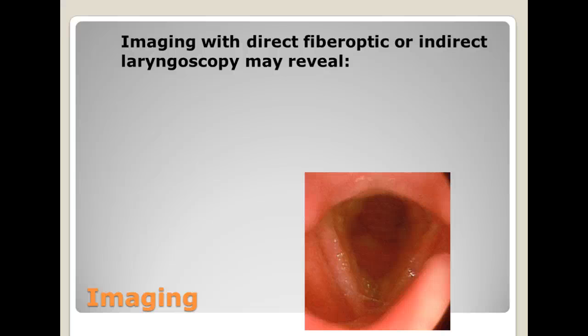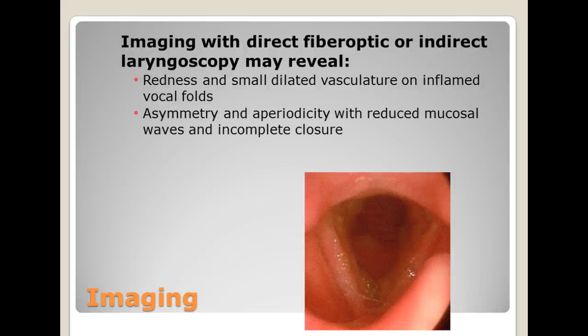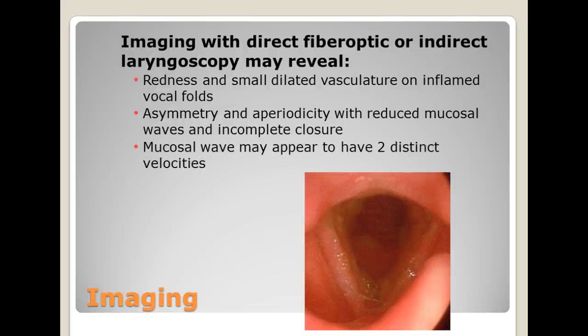With respect to imaging, direct fiber optic or indirect laryngoscopy may be used and may reveal redness and small dilated vasculature on inflamed vocal folds, asymmetry and aperiodicity with reduced mucosal wave and incomplete closure of the folds, and the mucosal wave may appear to have two distinct velocities. It may travel at one speed on the surface of the fold, but at a discrete point it changes its speed of travel, due to the edema affecting the inherent motion of the fold in an irregular manner.